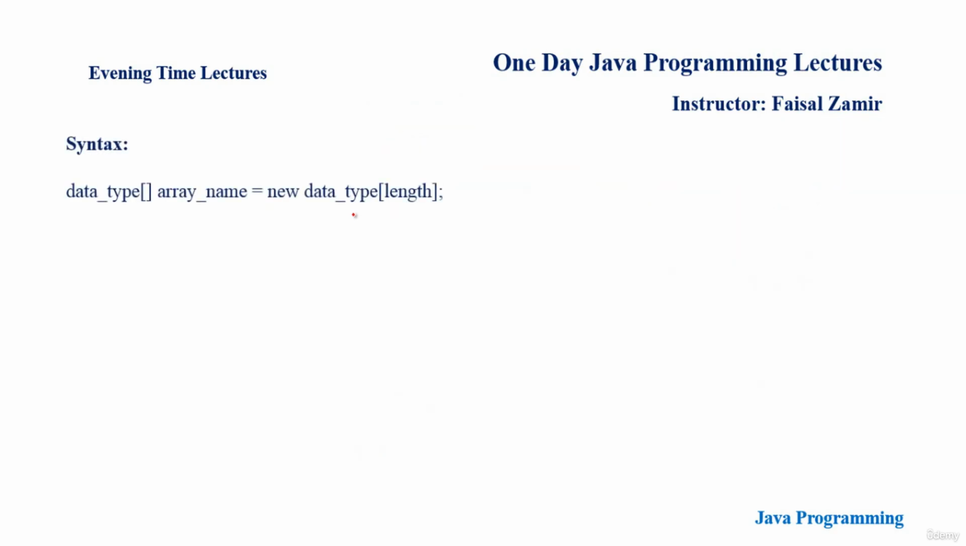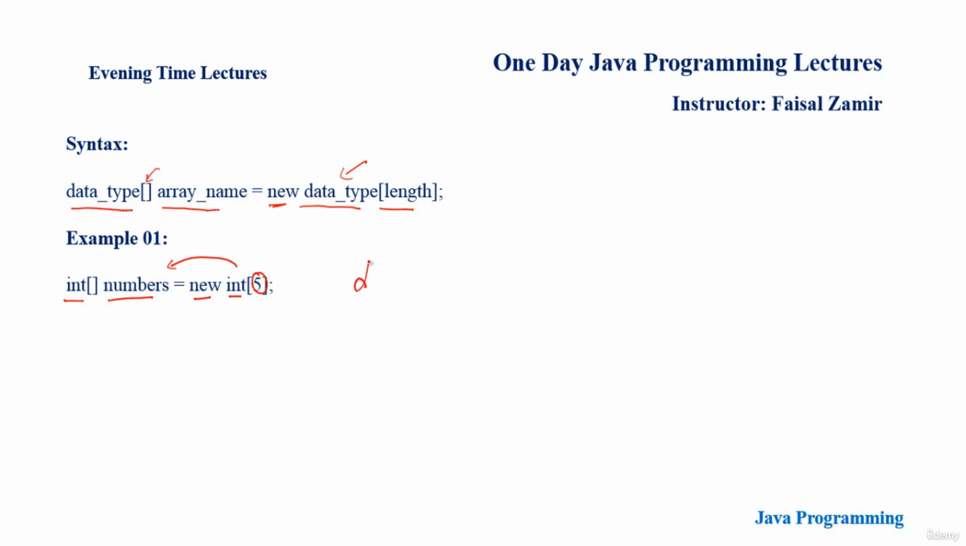So the syntax is that you have to write the data type, which type of data you will store in your array, and square brackets, then your array name, the new keyword, and again you have to mention your data type, and length. Length means how many elements you want to store in your array. Example 1: this is the data type, array name, and new keyword, and again you mention the data type, then 5 elements. 5 elements will be stored in the numbers array.